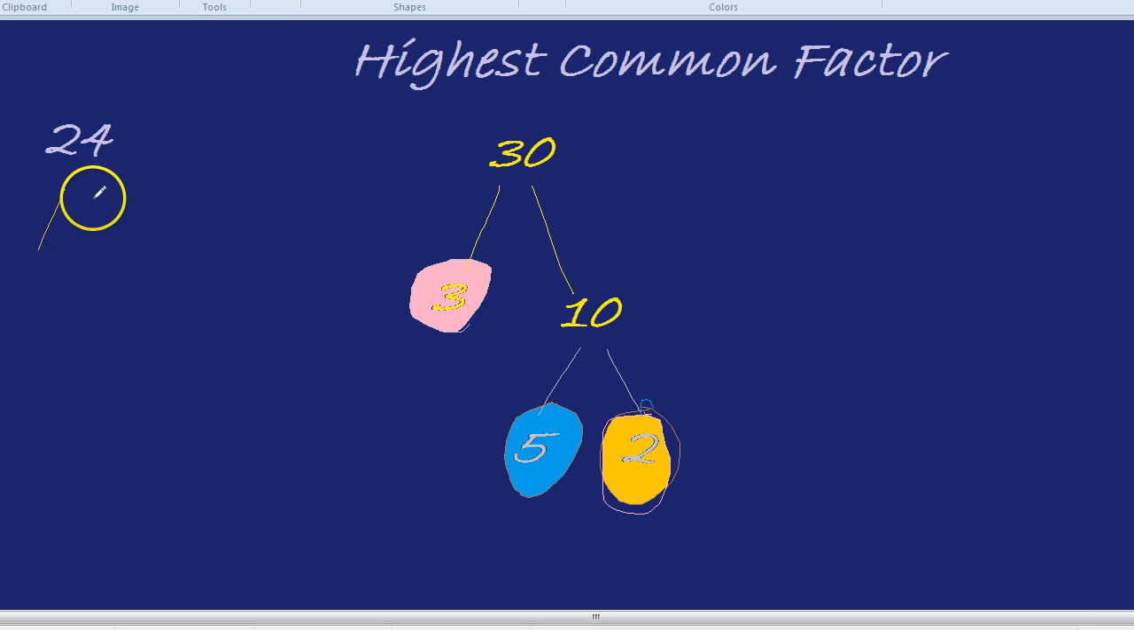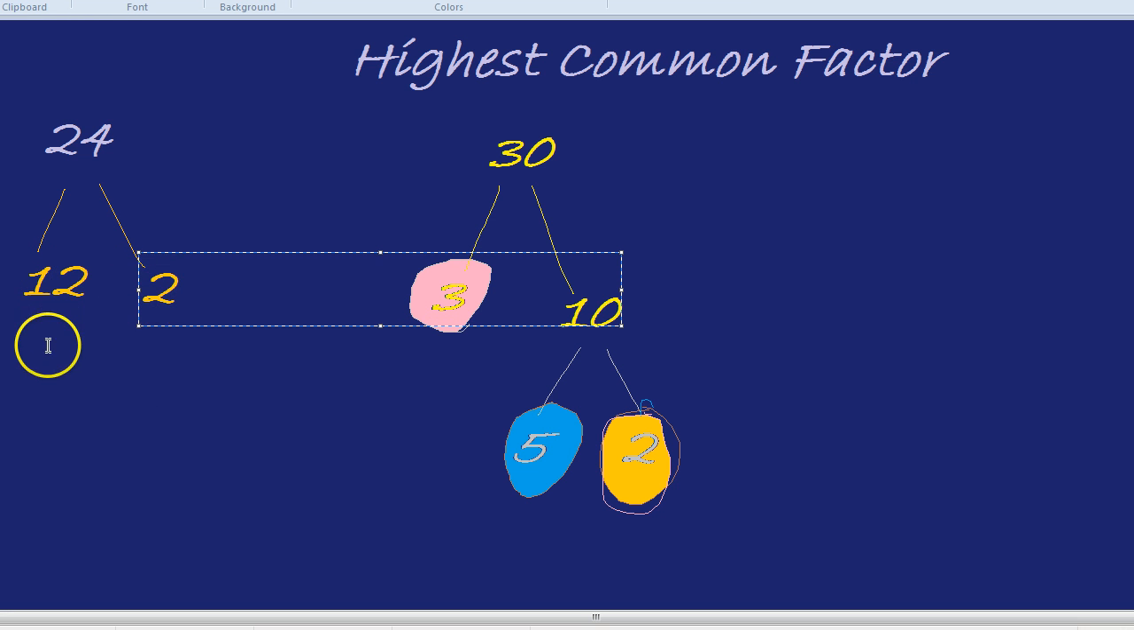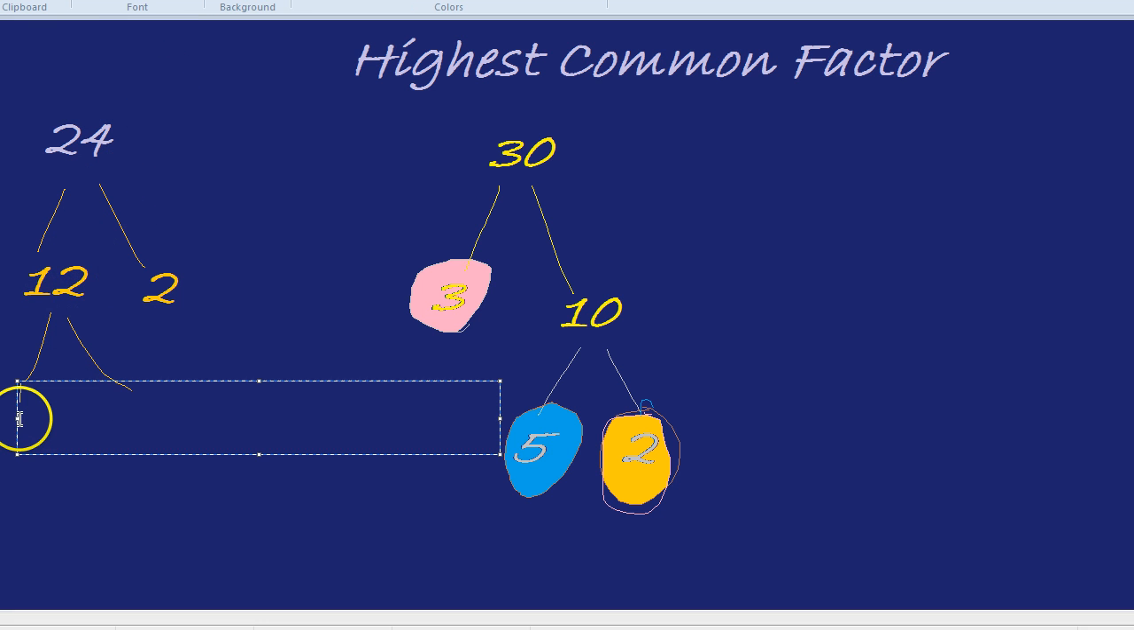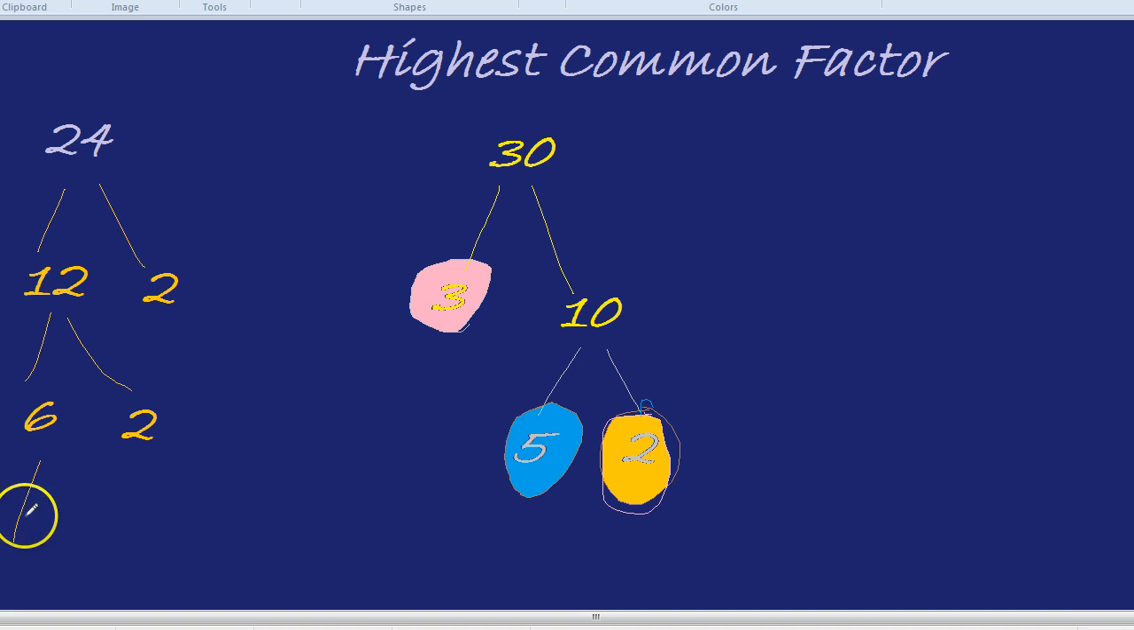Let's quickly do 24. 24 is 12 times 2. 12 is 6 times 2. And 6 is, of course, 3 times 2. And now we've broken it down as far as we can go. So let's circle those prime factors. 6, of course, is not a prime, so we're not going to circle it. A prime number is a number that cannot be broken down any further. And we're even going to fill those in if it works.